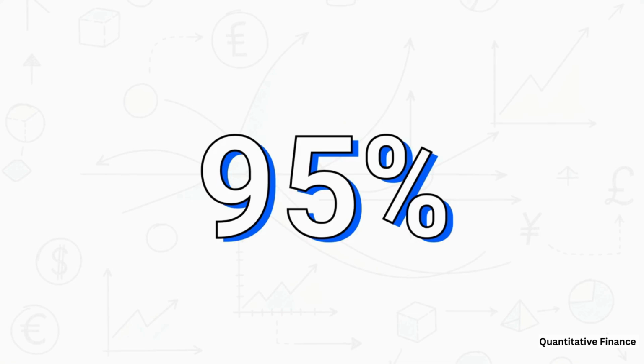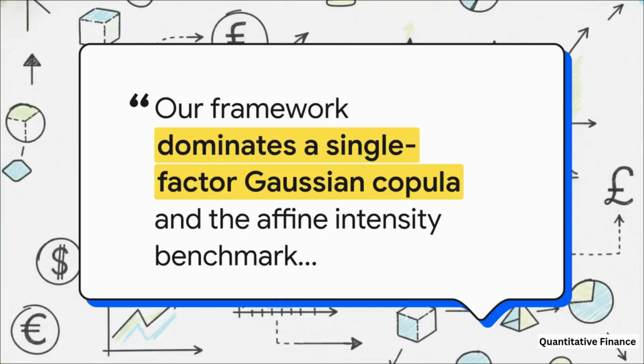To really put that outperformance into perspective for you, if you tried to price these exact same tranches, assuming every firm's default was completely independent from one another, you would end up with a massive pricing error gap. But this parsimonious two-parameter dependence structure, using literally just the intensity and size of that one common macroeconomic jump, closes up to 95% of that massive tranche pricing gap. To sum up the core takeaway directly from the authors themselves, our framework dominates a single-factor Gaussian copula and the affine intensity benchmark of Duffie-Gârleanu on both indices.